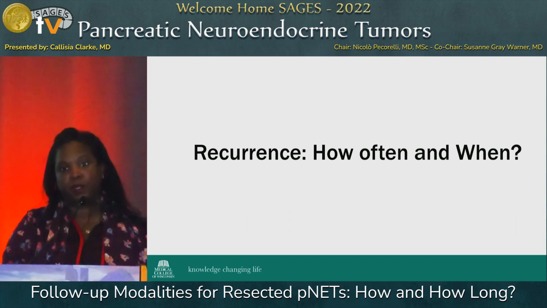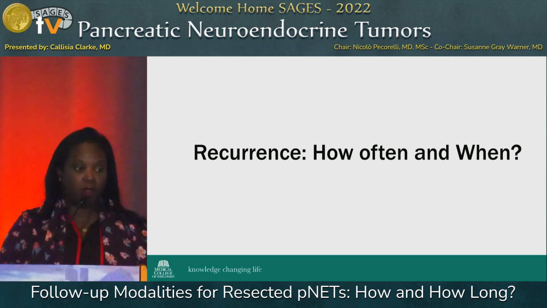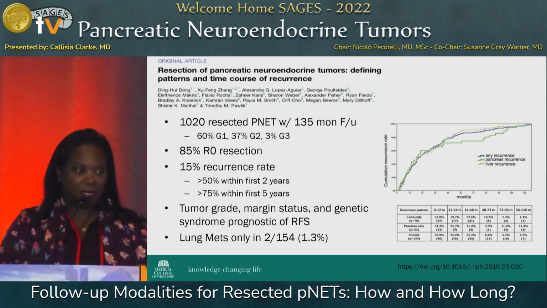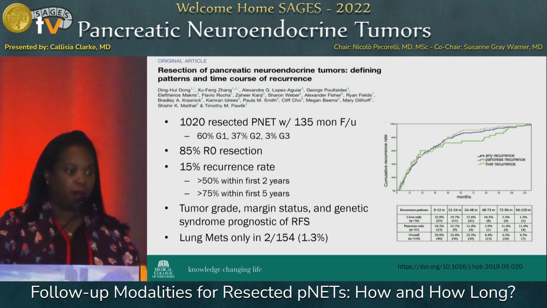But before we talk about surveillance, we really need to talk about recurrence, and how often and when this occurs. And this helps guide what we think we need to do for surveillance. So again, not a lot of data, and in 10 minutes we can't go over too many studies, but I wanted to talk about this one study which I thought was quite helpful.